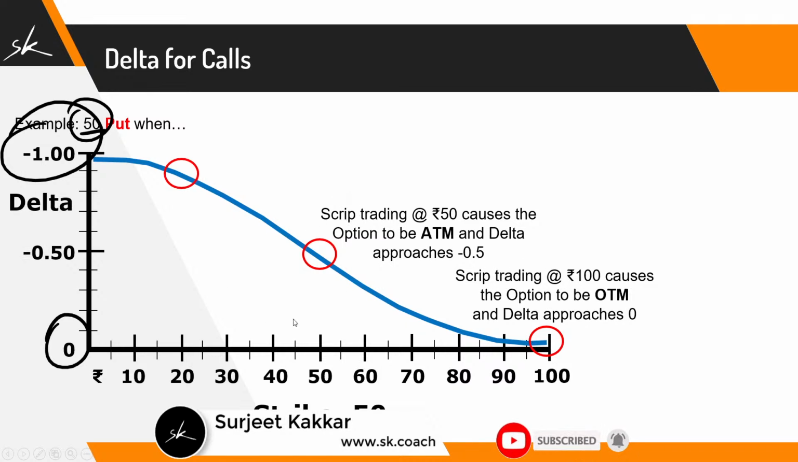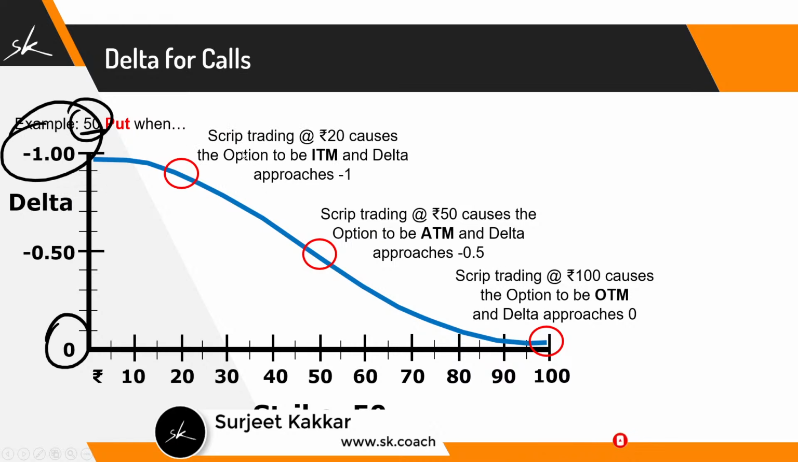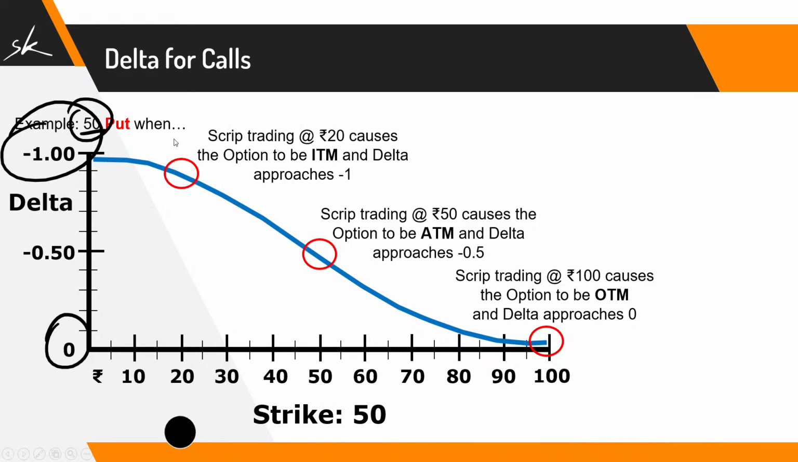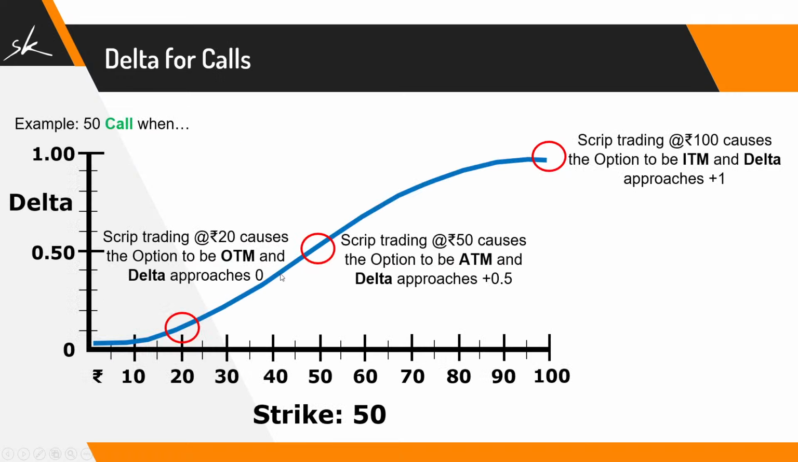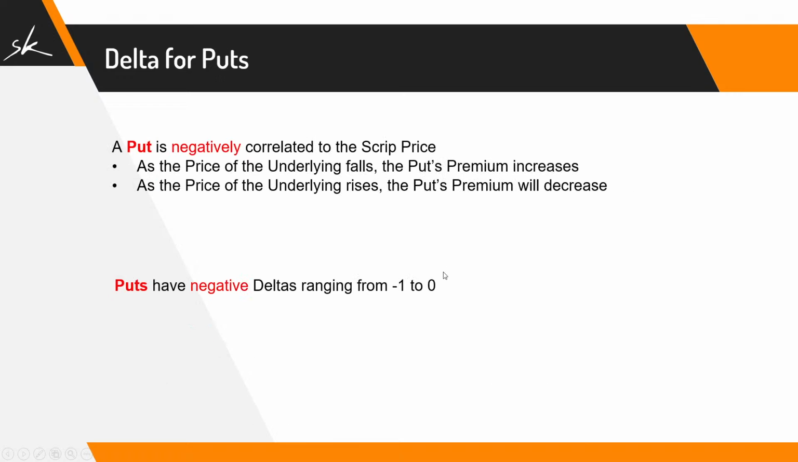Similarly, if it starts moving to a lower price, which means this option starts getting in the money. So the script trading at 20 rupees causes the option to be in the money, and now the delta will start approaching 1. But because puts are negative, that is the reason it is -1. So it starts approaching -1. So this is how the graph of the delta is for a call and a put. This is your graph for the put, and this is your graph for the delta of a call.